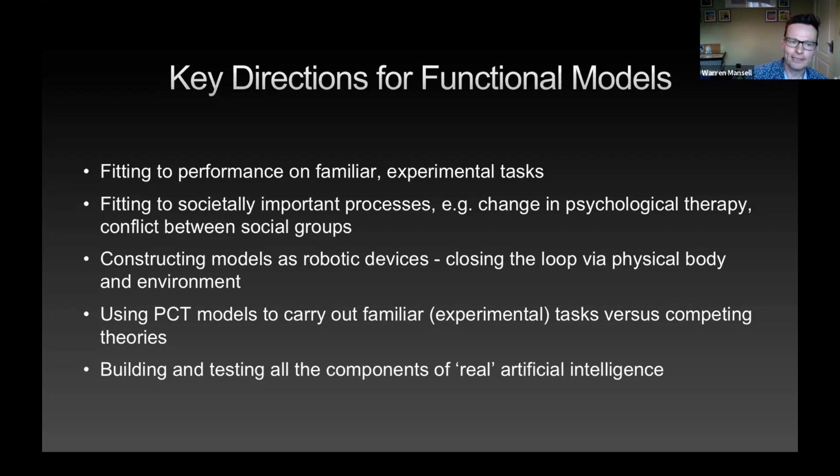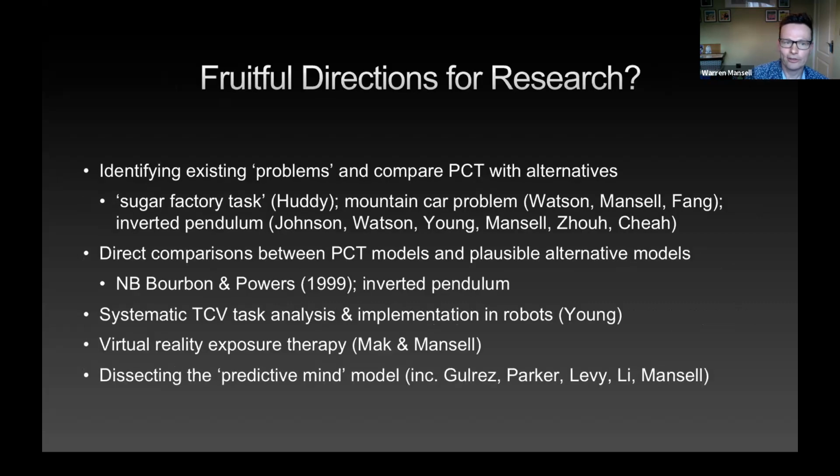How can we use PCT models and compare them directly to models built from other theories, ideally working in collaboration with those other researchers? And how can we build and test these other components of the PCT model that would be necessary for proper artificial intelligence, if you like, and some of the concepts that psychologists are interested in? So I'm going to talk through some of these, point you to some people that are doing some of this work already and some work in progress.